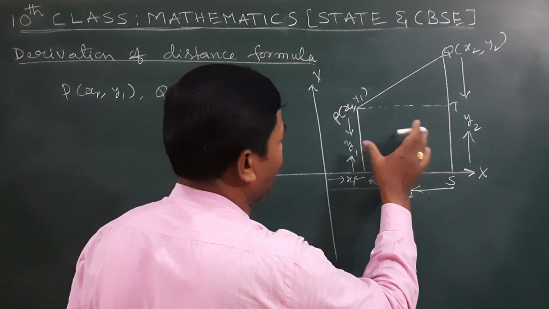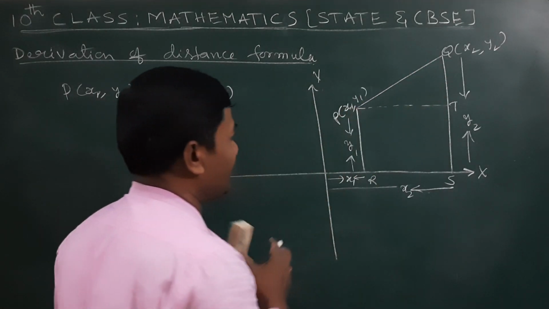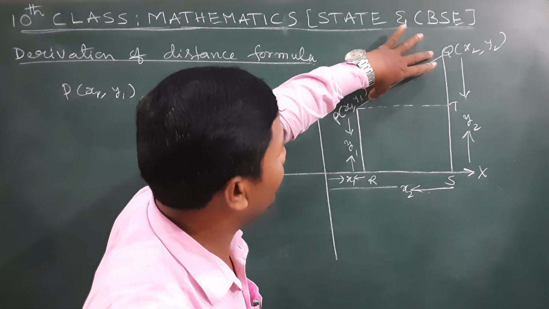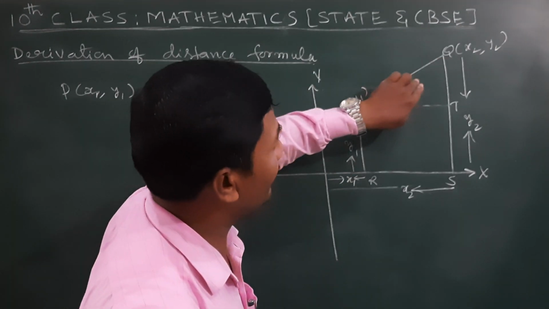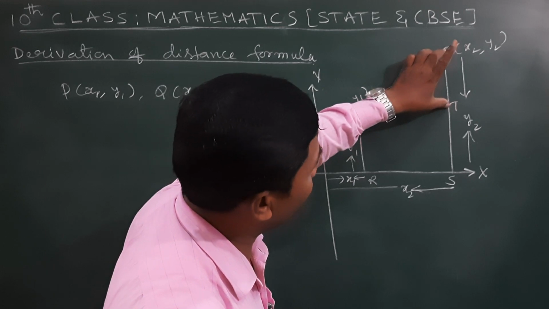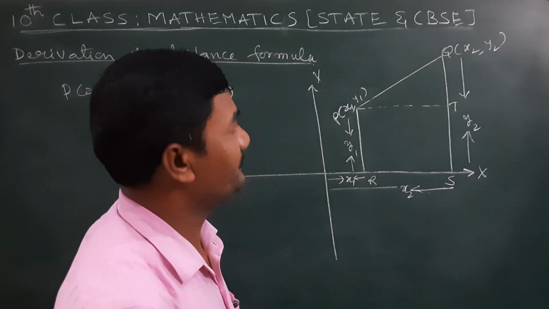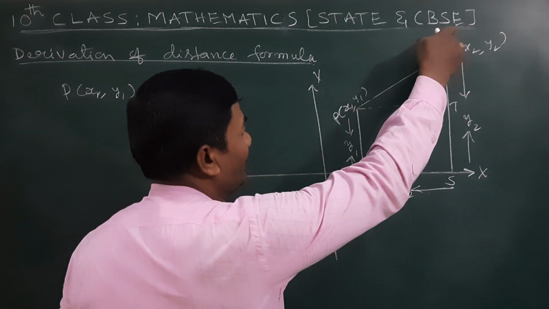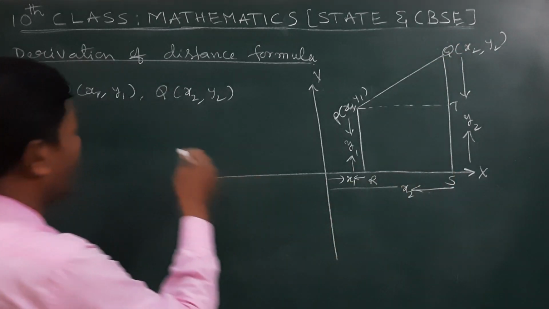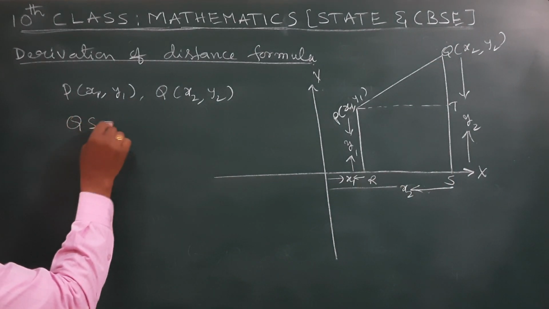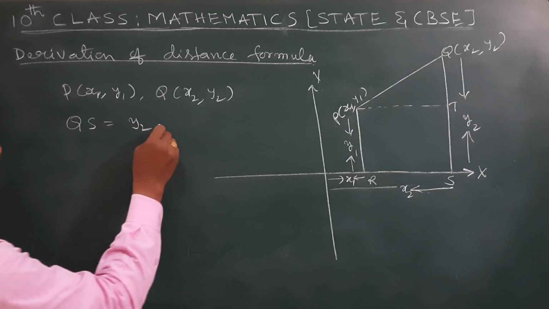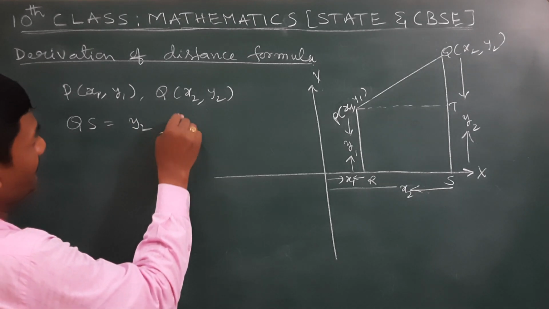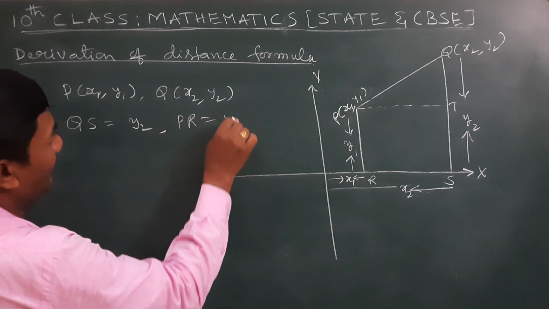Therefore we can find the distance between the 2 points P and Q. Whenever this is a right-angled triangle, immediately we can find the lengths QT and PT. How can we find QT? The total length is from S. Here QS is equal to y2, and PR is equal to y1 only.